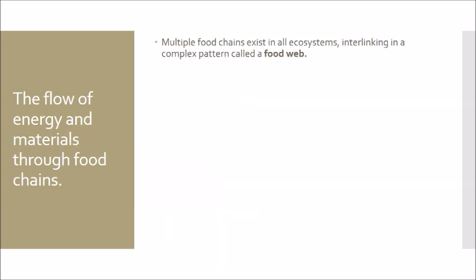Multiple food chains exist in all ecosystems, interlinking in a complex pattern. Okay, and these are food webs. Now, food chains are not isolated; they mix and mold together, and we'll talk about why that's important in a second.